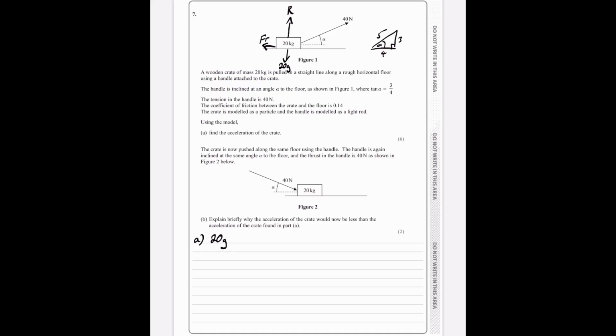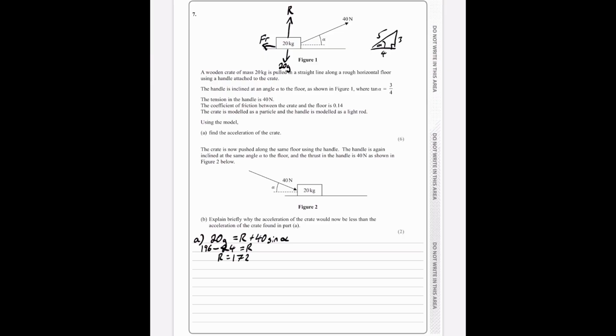All right, to find the normal reaction force, we'll resolve in a vertical direction. Forces acting downwards will be equal to the forces acting upwards. 20g equals R plus 40 sine alpha. Sine alpha we know is going to be 3/5. So 40 times 3/5 is 24. Subtract that from 20g. 20g is 196. And we get a normal reaction force of 172.